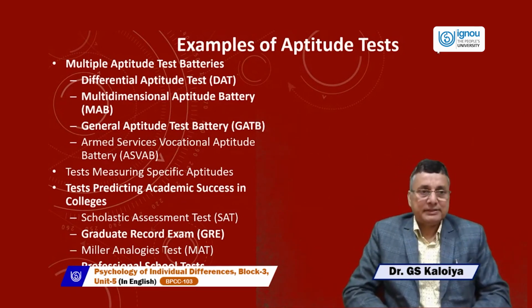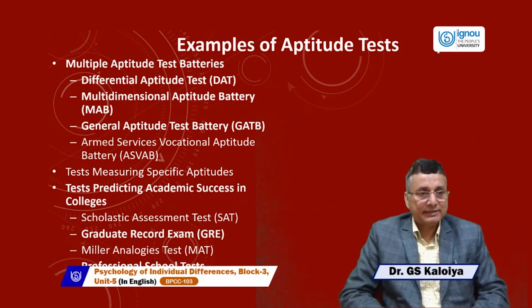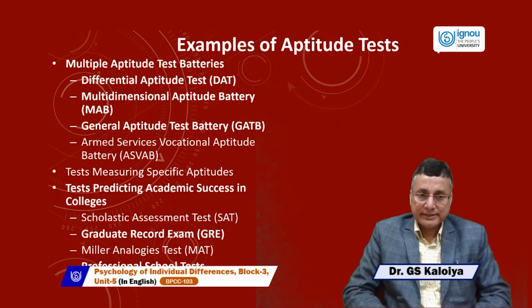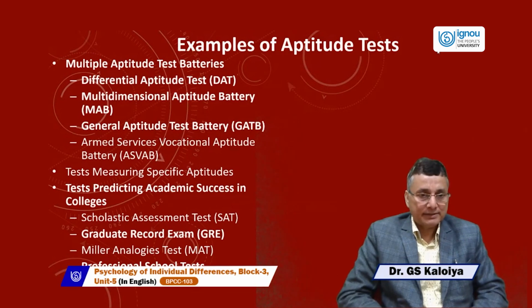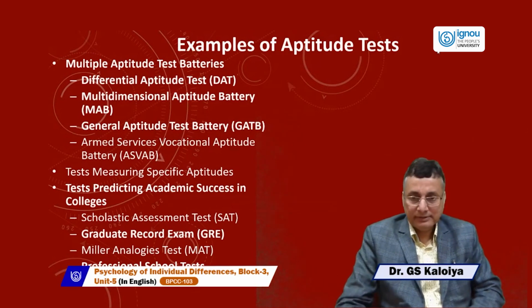There are tests which measure a specific aptitude, and tests predicting academic success in college, like the Scholastic Assessment Test, Graduate Record Exam, Miller Analogies Test, and professional school tests.